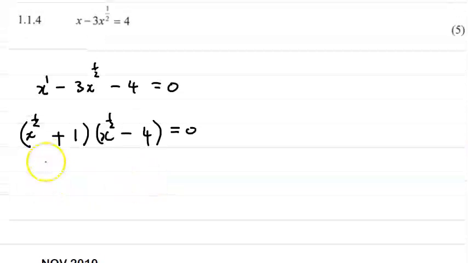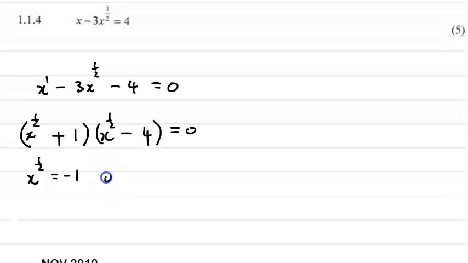So let's now go and solve for x. We're going to get x to the half equals minus 1, or x to the half equals 4. Now x to the half cannot equal minus 1, so we're going to write not applicable. I'll explain that just now. But here, x to the half equals 4, if we square both sides, we'll get x equals 4 squared, which is equal to 16, and that would be my answer.